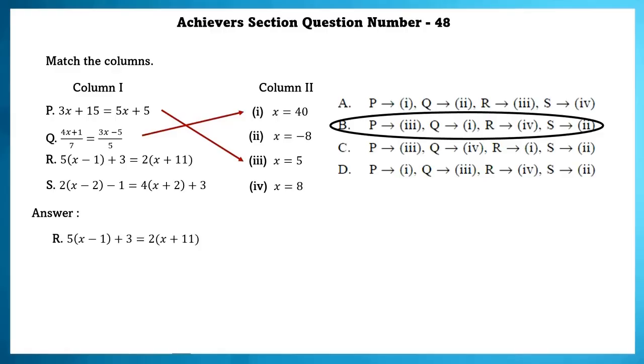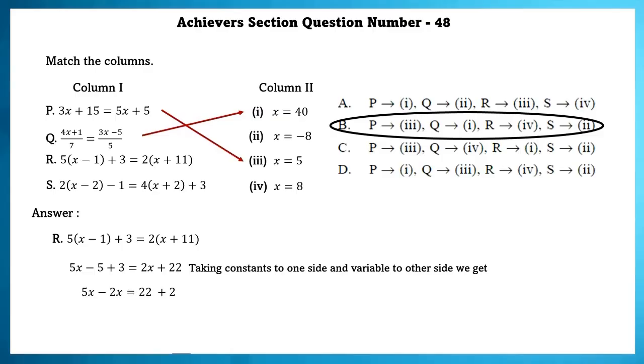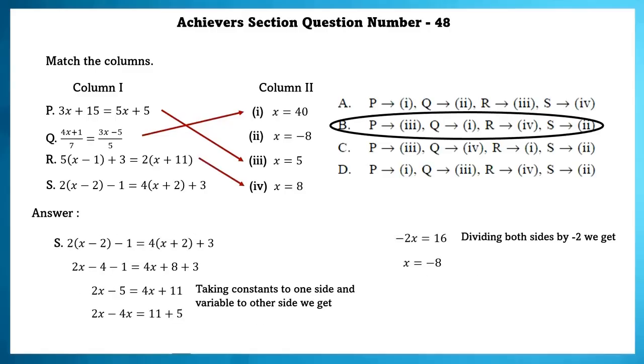R. 5 into x minus 1 plus 3, which is equal to 2 into x plus 11. Now simplifying, taking constants to one side and variables to the other, we get 5x minus 2x, which is equal to 22 plus 2. So 3x is equal to 24. So 1x is equal to 8. Similarly, in S, we are taking constants to one side, and if we do that, we'll get x as minus 8.